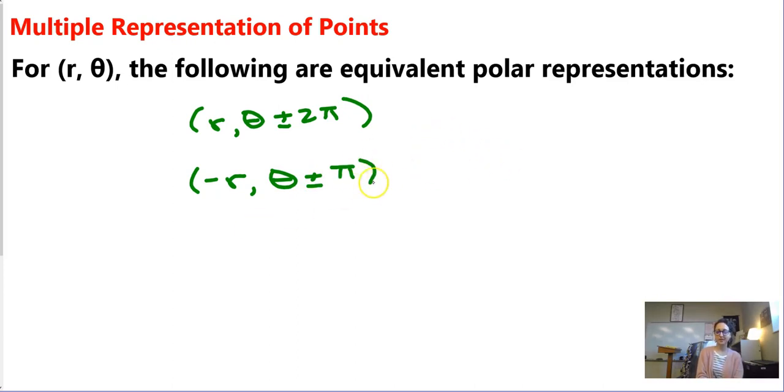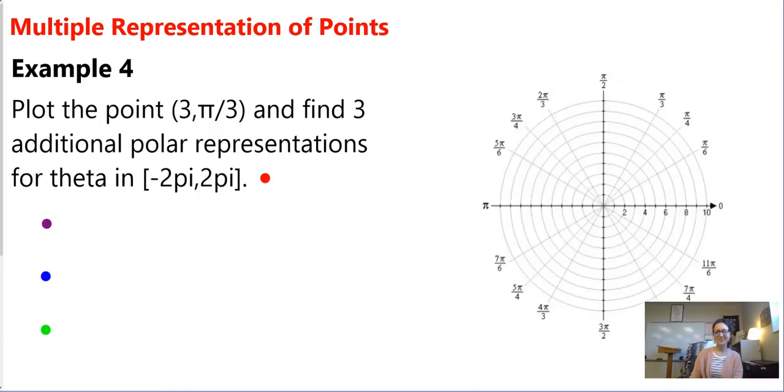So please make sure you've got this written down. There are 2 ways we could find another representation. One is to keep r the same and to add or subtract multiples of 2 pi, a full rotation. Another way is to change the sign of r, so make it negative, and then add or subtract just half a rotation to get back to where you were. All right, force a pause on your screen. Can you please copy example 4, and then we will do it together.